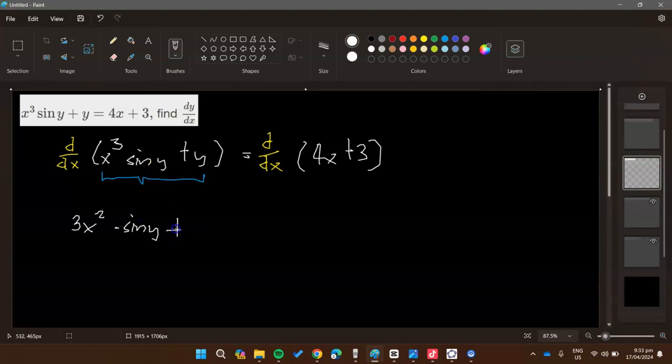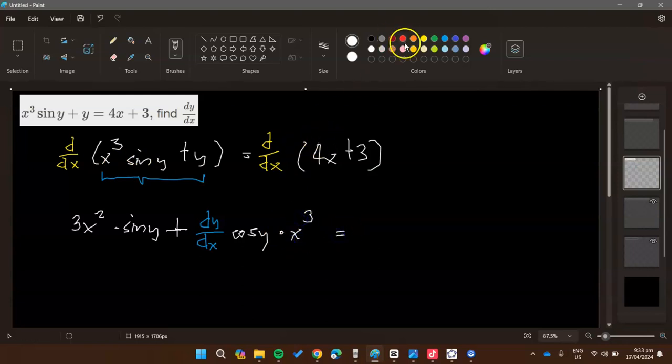Again, every time you differentiate y, always write dy/dx. So we have dy/dx of sine y. What is the derivative of sine y? That is just again cosine, right? Cosine y. And then times the first, we have x cubed.